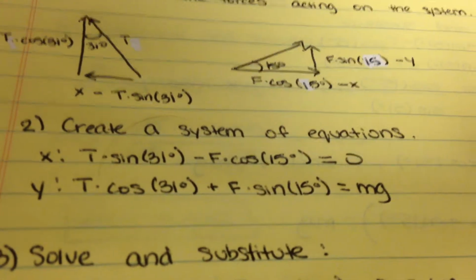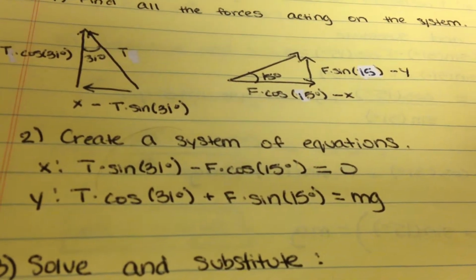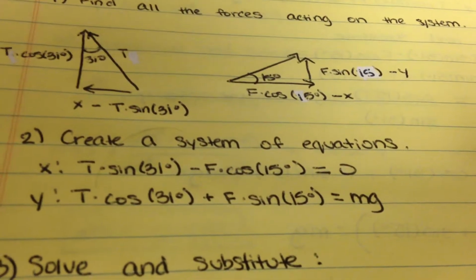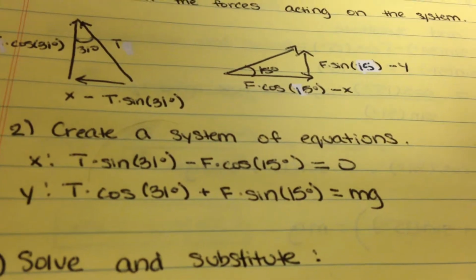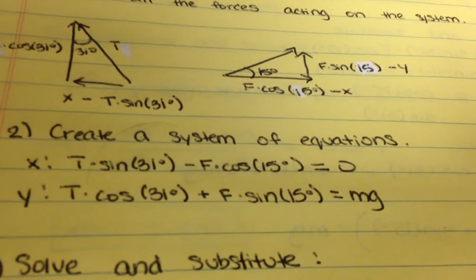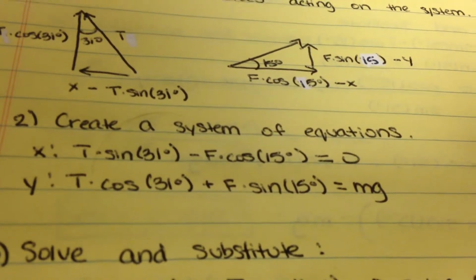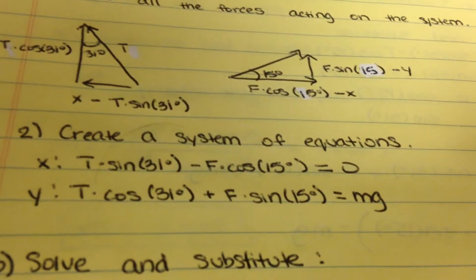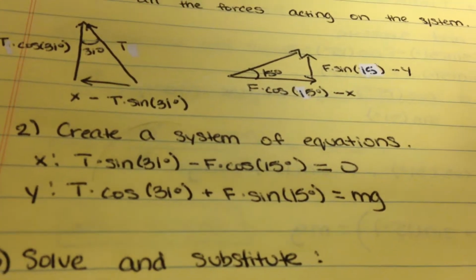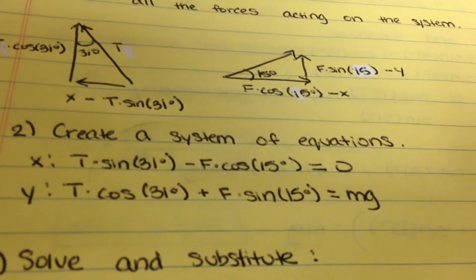But in the y direction, there is a downward force equal to the mass of the mountain climber times gravity. So you have to equate that, if it's not going to move, to the y components of the other forces acting on the system. In this case, you have the y component of the tension, which is T times the cosine of 31 degrees, plus the magnitude of the force times the sine of 15 degrees.